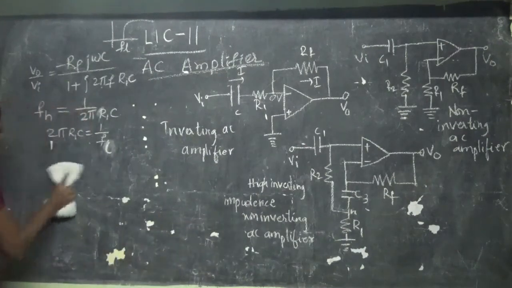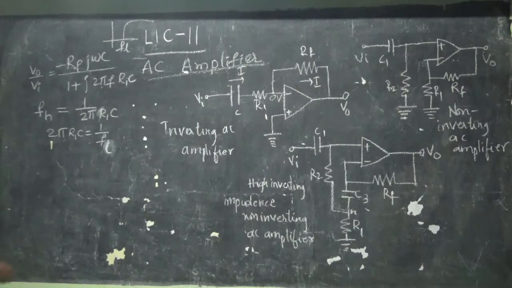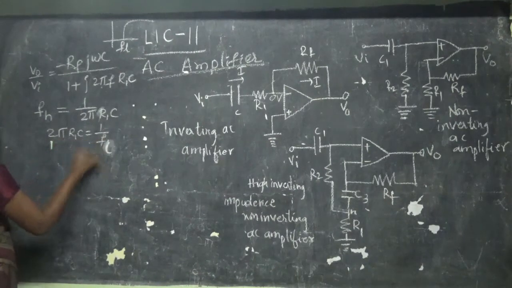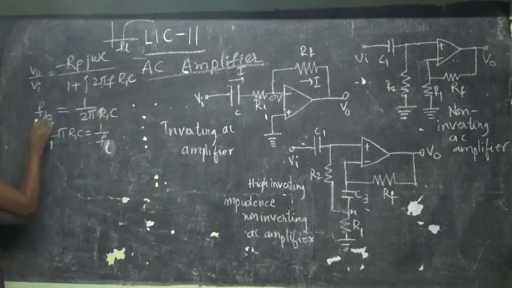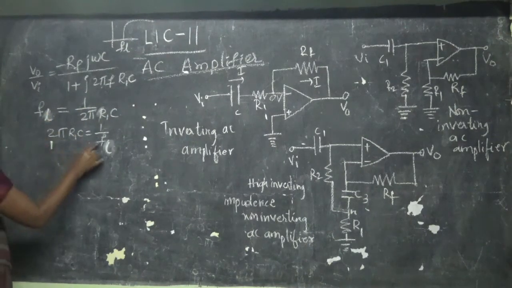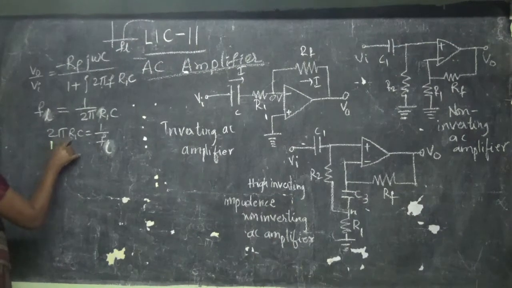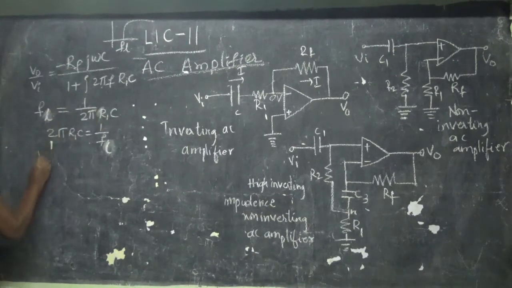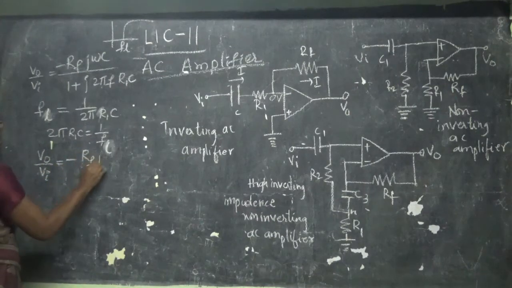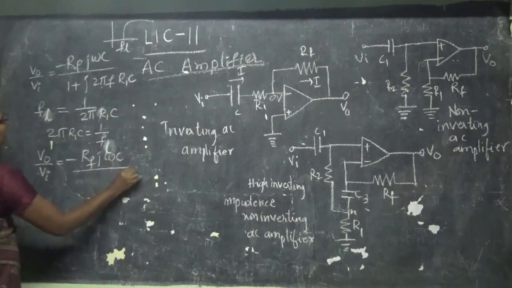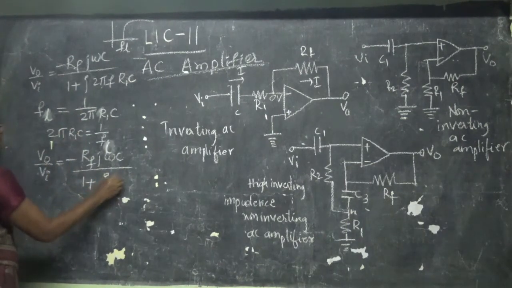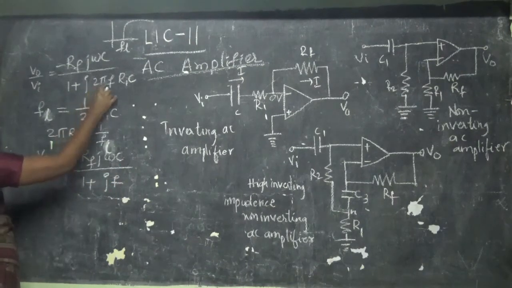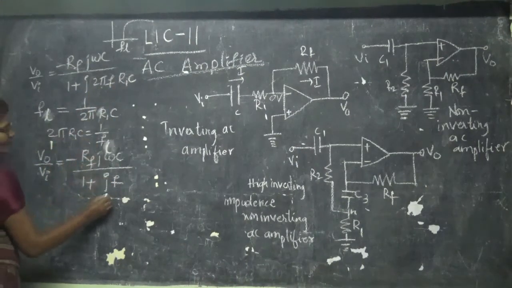So here, 2 pi R1C is equal to 1 by FL. So instead of 1 by 2 pi R1C we can write FL. Writing 1 by FL in place of 2 pi R1C, my gain will be minus RF into j omega C divided by 1 plus j into F as it is, with 1 by FL in place of 2 pi R1C.